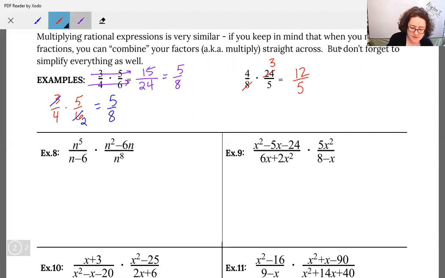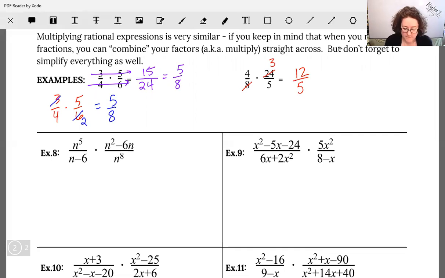Alrighty, example 8. Here we go. So always factor everything first. Keep in mind, I can't cancel from this step. So even though I have an n here, I cannot cancel anything with that n to the 5th. N to the 5th is a monomial. N minus 6 is a binomial. That n down below is kind of attached to that -6. So I cannot cancel in this step.